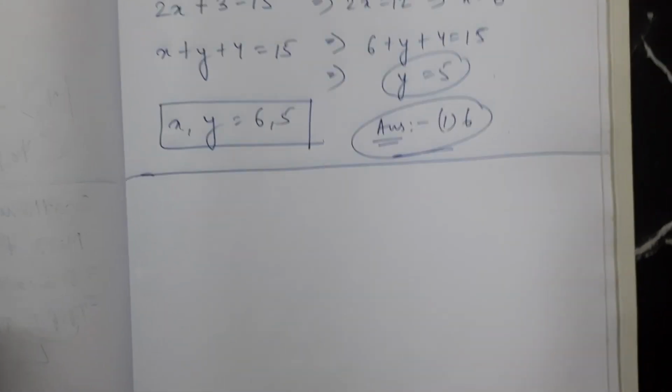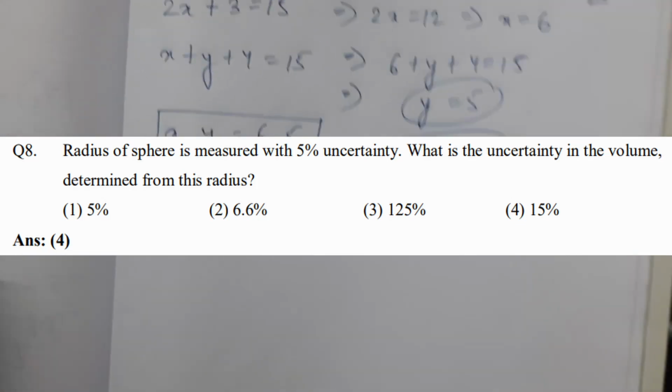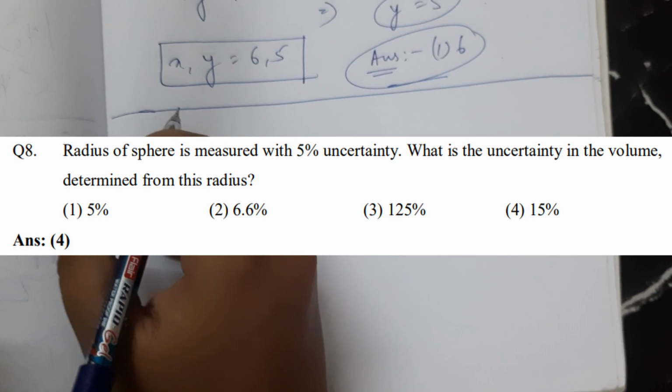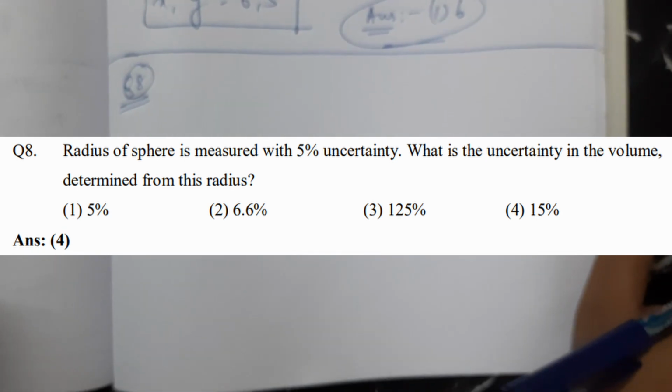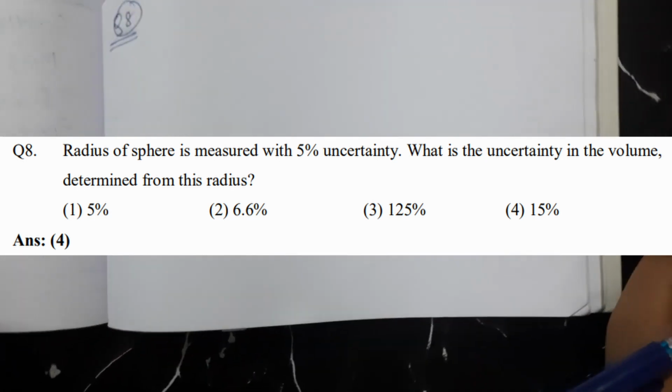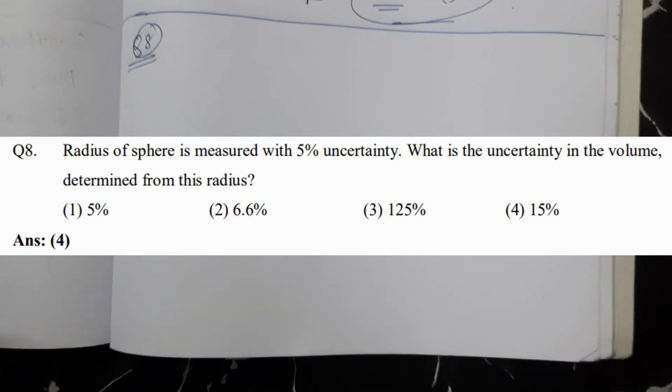Now we move over to the next question. The next question says, I hope you can see the question on screen. It is again a very simple question. So the next question, that is question number 8, says that the radius of a sphere is measured with 5% uncertainty. What is the uncertainty in volume determined from the radius?